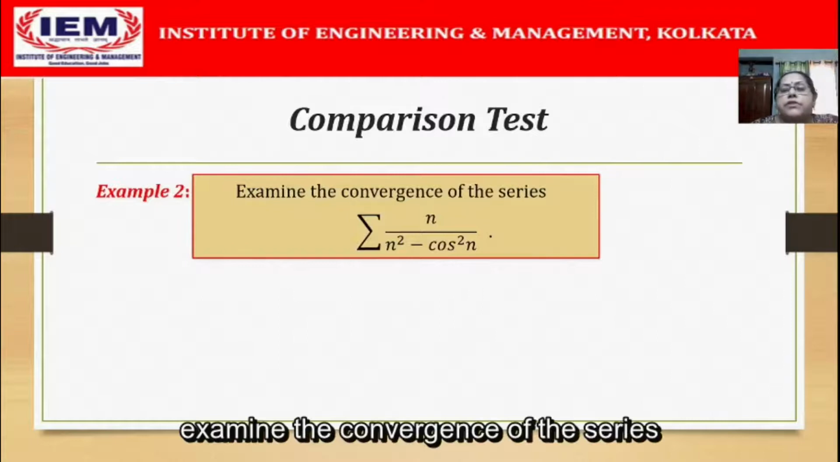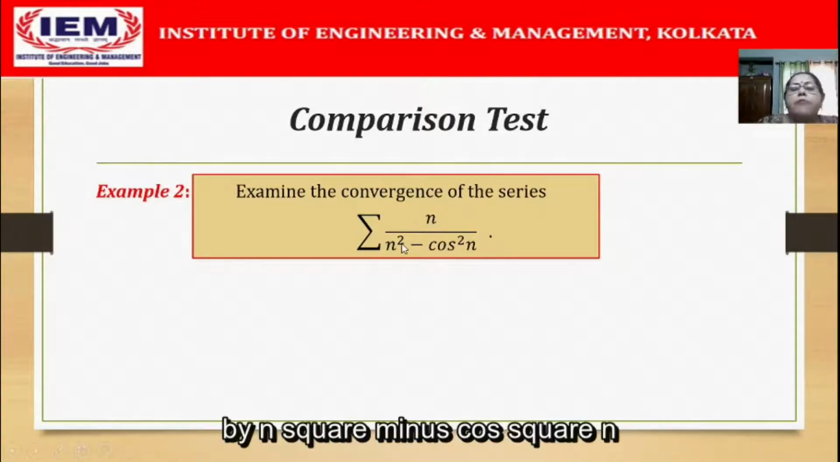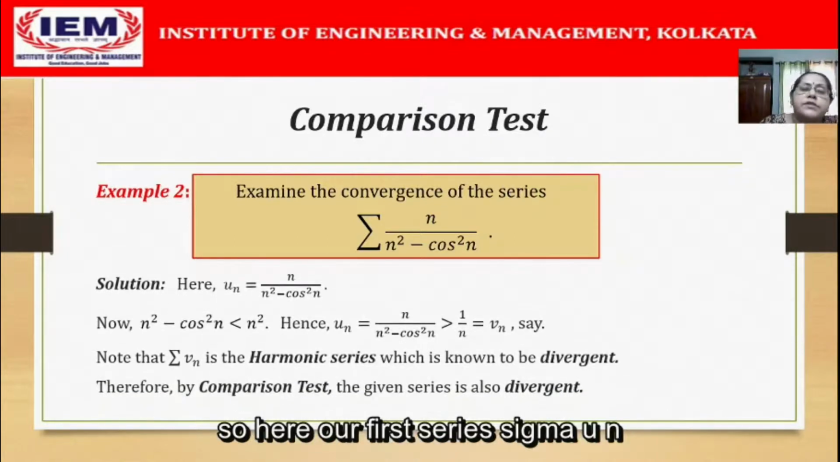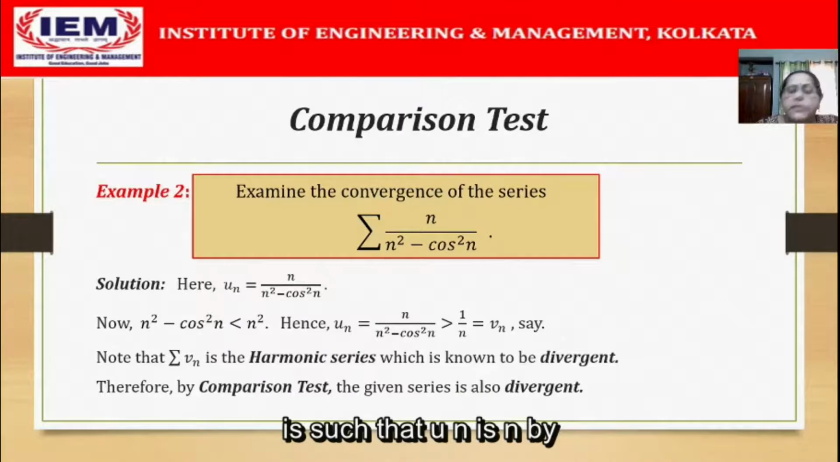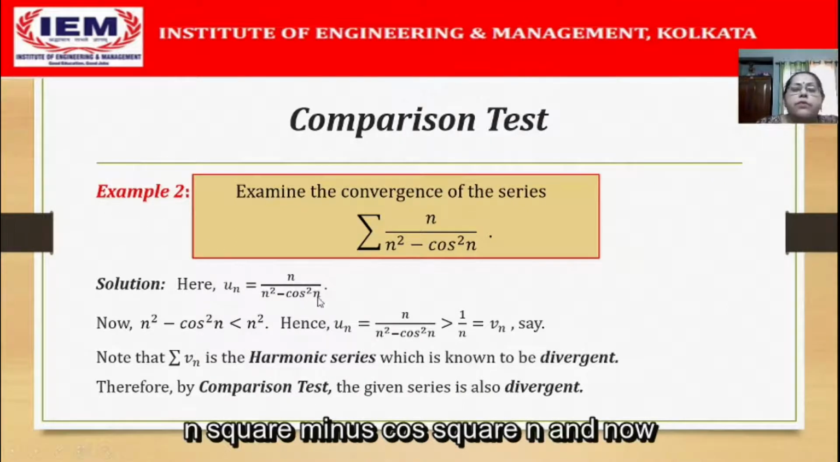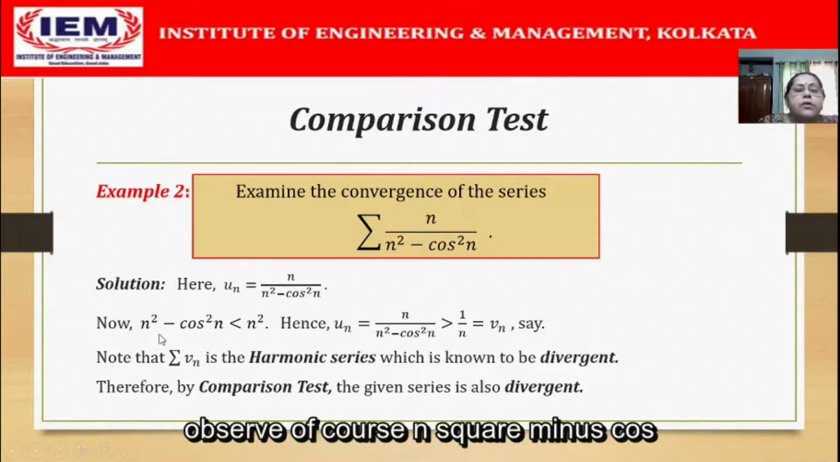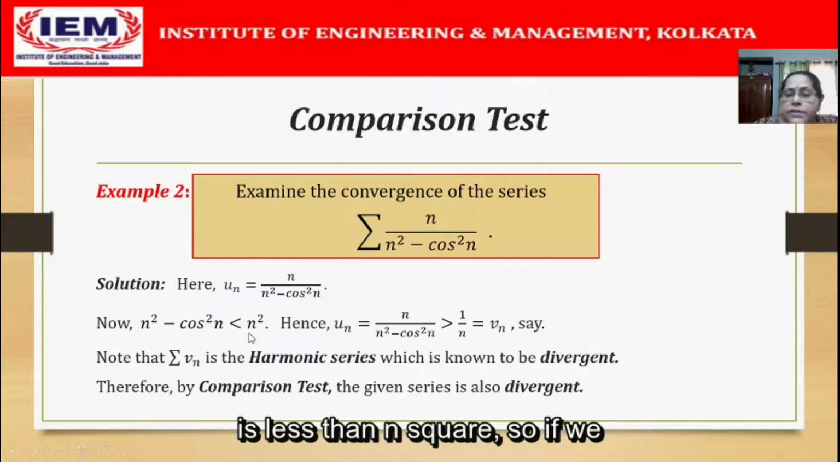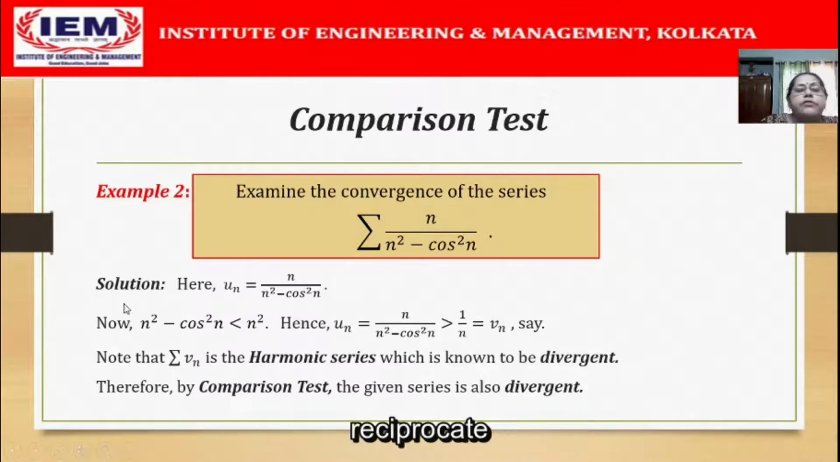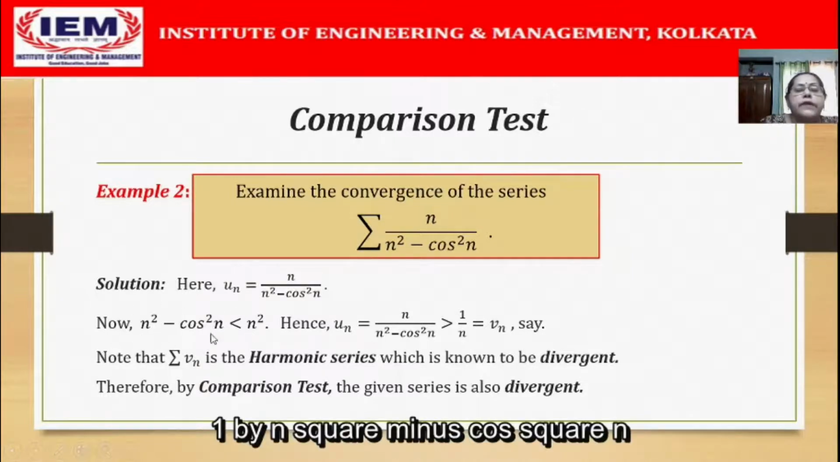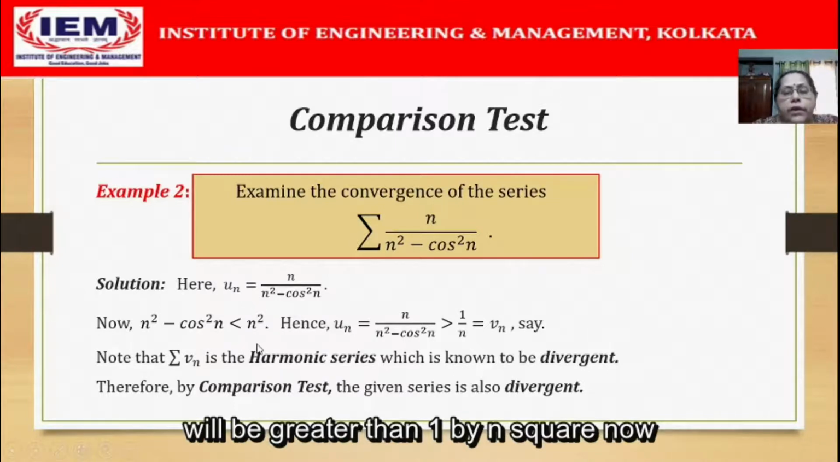Examine the convergence of the series summation n by n square minus cos square n. So here our series sigma u_n is such that u_n is n by n square minus cos square n. And now observe, of course, n square minus cos square n is less than n square. So if we reciprocate, 1 by n square minus cos square n will be greater than 1 by n square.